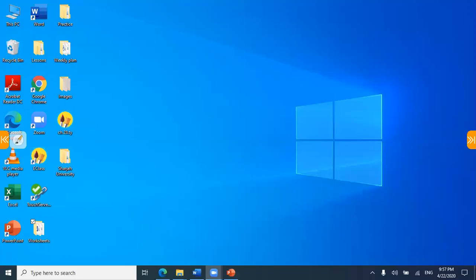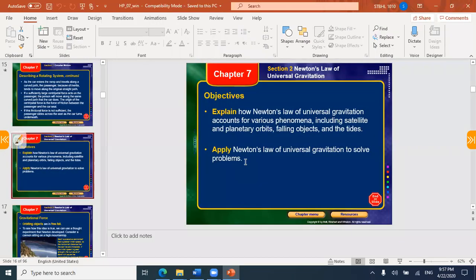In this video, I'm going to explain Newton's law of gravitation, which is going to be our lesson 7.2 in the textbook. Here are the objectives of the lesson.